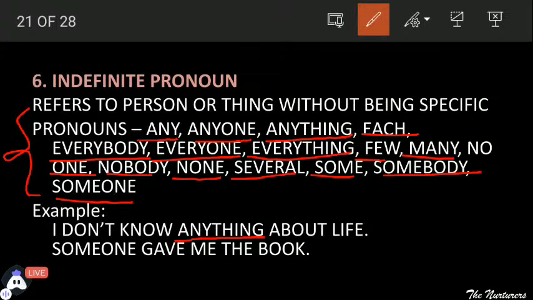Someone gave me the book. Now he is not sure, or the person is not sure किसने दी है, किसी ने दी है. अब you do not know who he or she is. So the type of pronoun over here is someone, and someone denotes what? Someone again is denoting an indefinite pronoun. Okay, if I take some more examples, all went to Jaipur.